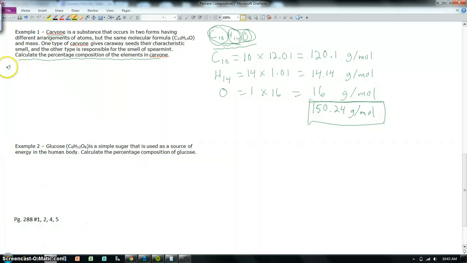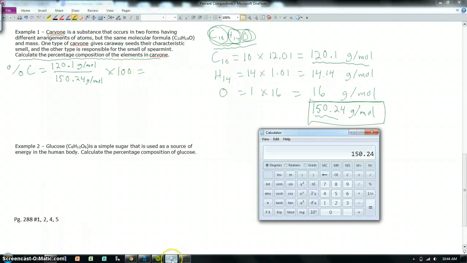So the mass percent of carbon is just going to be the total mass of carbon in the compound divided by the overall mass of the compound. So we'll take 120.1 grams per mole, divide that by 150.24 grams per mole, times 100, it's a percentage, right? And do our calculation. So we'll take 120.1 divided by 150.24, multiply by 100, and you get 79.94%.